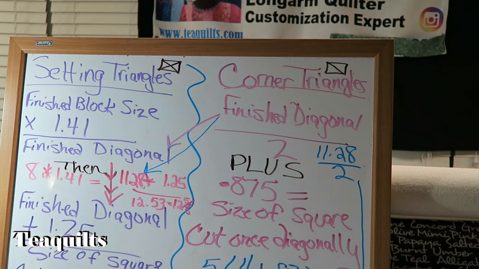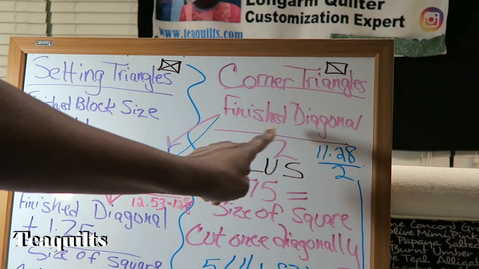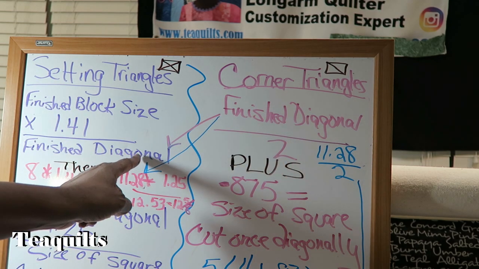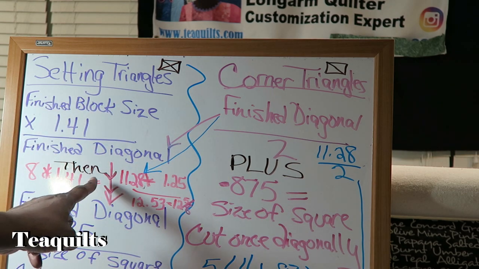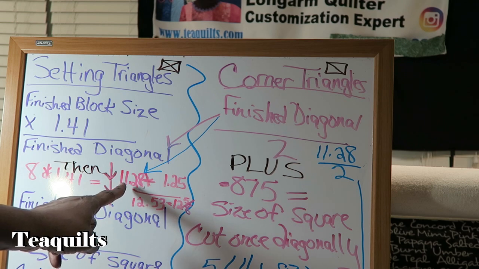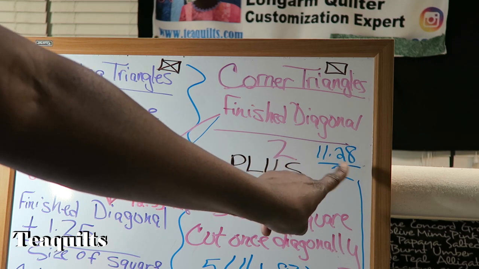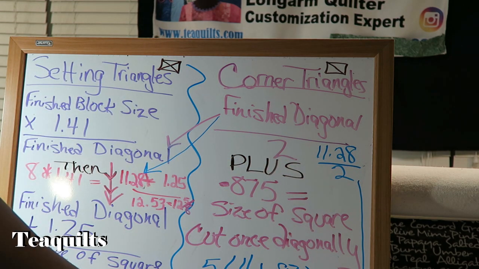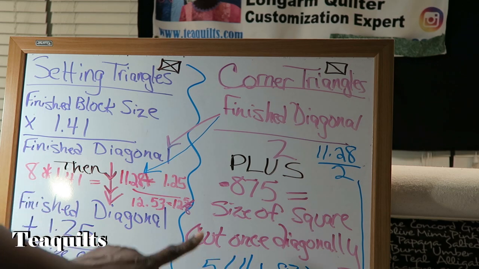But since we've got the math here already, I'm going to go ahead and do the math for the corner triangle. So we can just get all the math out the way. And then you can just look at your charts. Okay, so for corner triangles, you're going to take the finished diagonal and divide it by 2. So if I go back over here, this finished diagonal, this was the formula. We've already calculated that for our blocks, which are 8 inches finished. That is 11.28. So I took the 11.28 and divided that by 2. The answer to that is 5.64. And we're going to come back to this number.